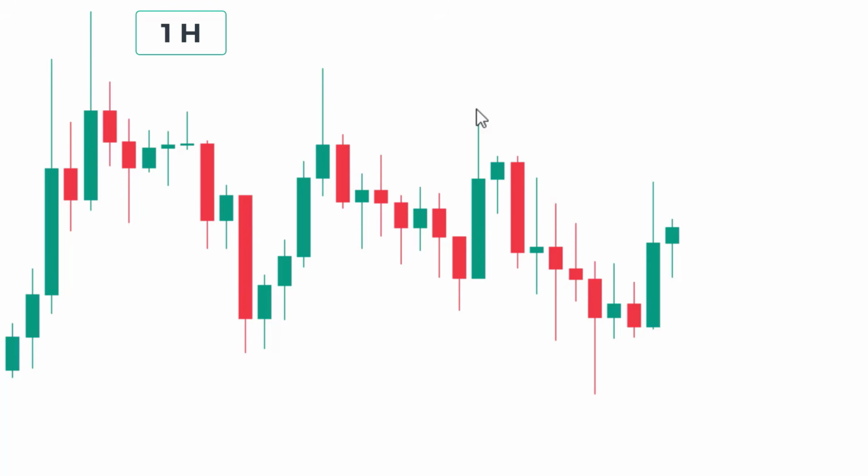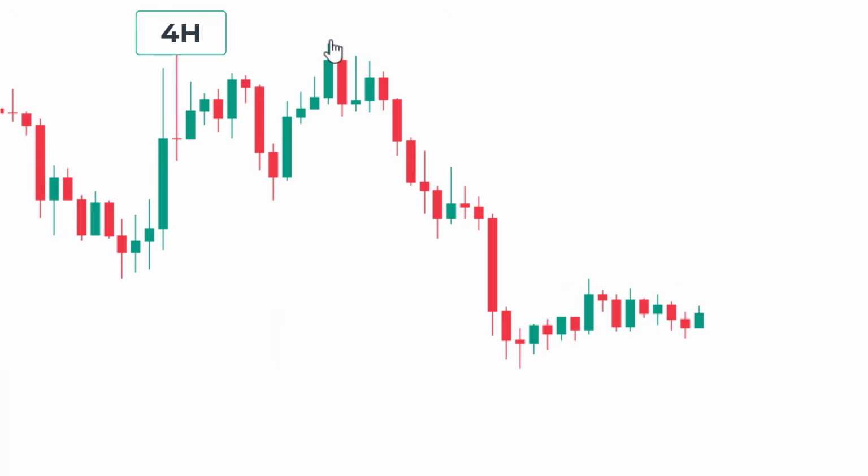As you can see, price has made lower highs and lower lows, so the 1-hour trend is clearly bearish. Now let's move to the 4-hour chart. This chart also shows a clear bearish trend, lower highs and lower lows. So the current market bias is bearish.